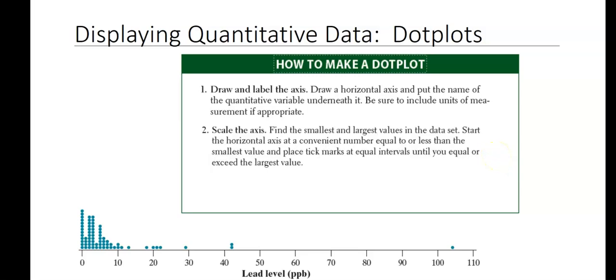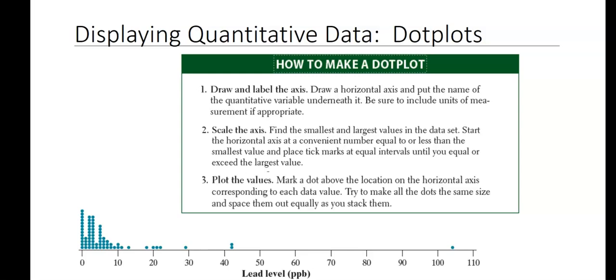Scale the axis from smallest to biggest, and keep that consistent. It has to go from the smallest to the biggest. It's okay to exceed the biggest value or go a little smaller than the smallest value. That's okay, but you have to have at least that much space in there. Plot the values, just mark a dot there. Pretty easy to make by hand.